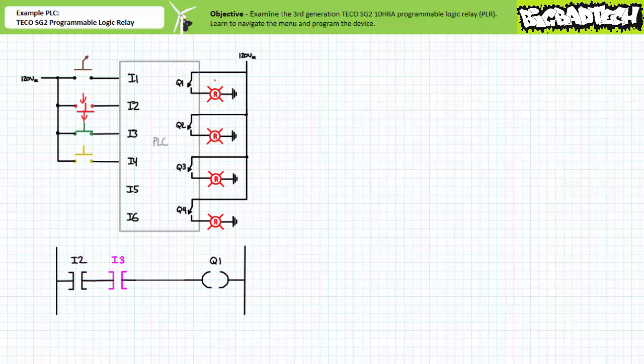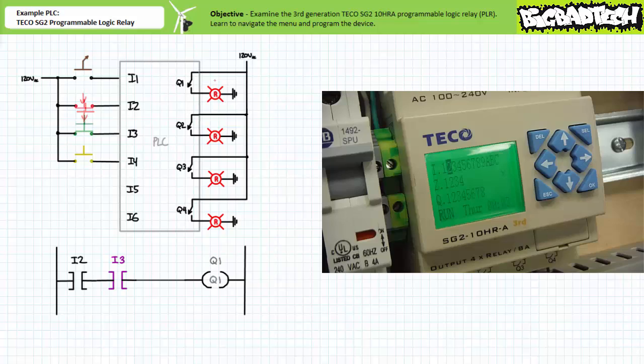Finally, when both the red and green push buttons are actuated, the now open red push button sends a logical 0 to input 2, and the now closed green push button sends a logical 1 to input 3. There is no logical continuity to energize output coil Q1, and the output would remain de-energized.